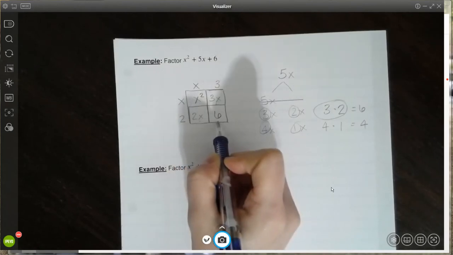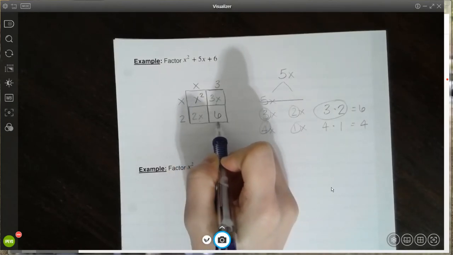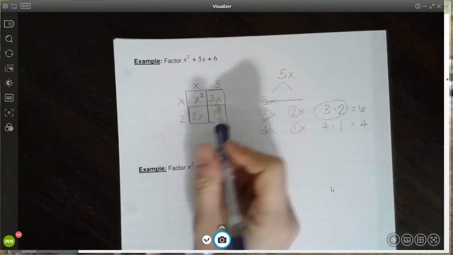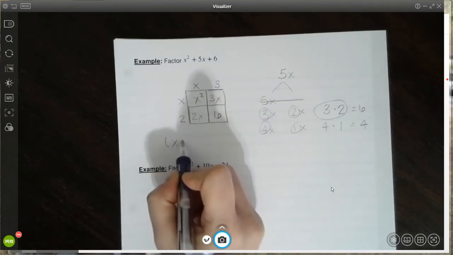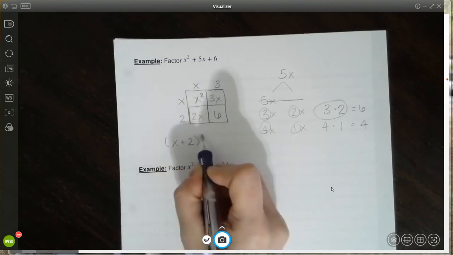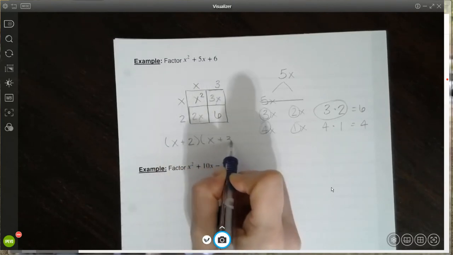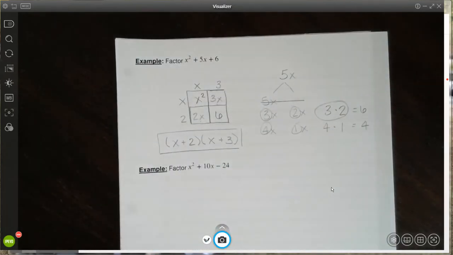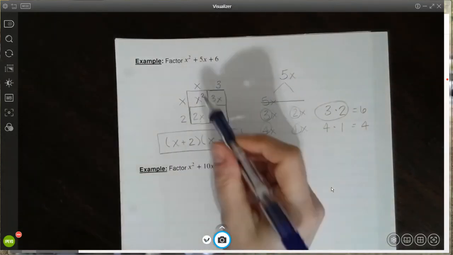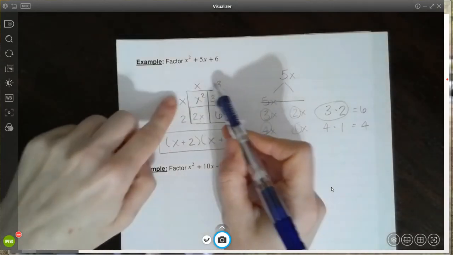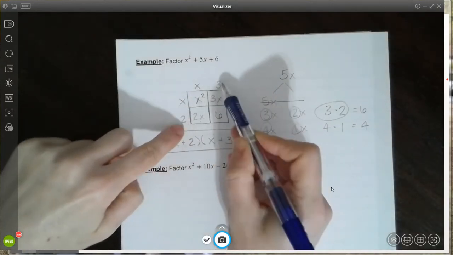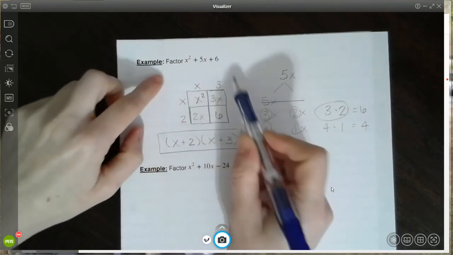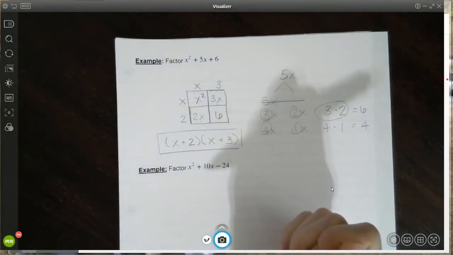So when I look at my single digit or my constant box, 3 times 2 does in fact give me 6. So my factors are x plus 2 times x plus 3. And a good way to double check and make sure you are correct is multiplying on the outside in to every box to double check that what you have here will in fact get you back to your original quadratic.